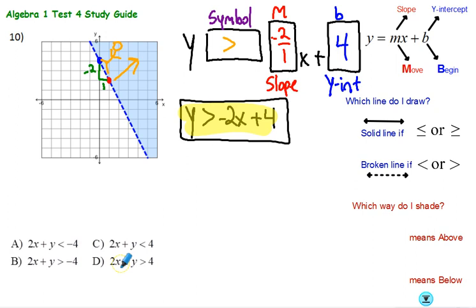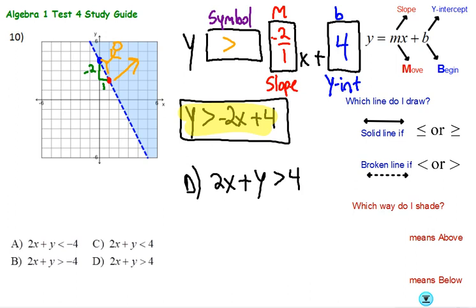Let's try the symbol. My symbol I'm working with here is a greater than. So I would maybe look at the ones that are greater thans. D is a greater than, and B is a greater than. So I'm not going to try A and C unless I have to. And then let's look at my number. That's a positive 4, and I see a positive 4 right there. So I'm going to try D first. And again, it may not work out, but we'll just try this one first.